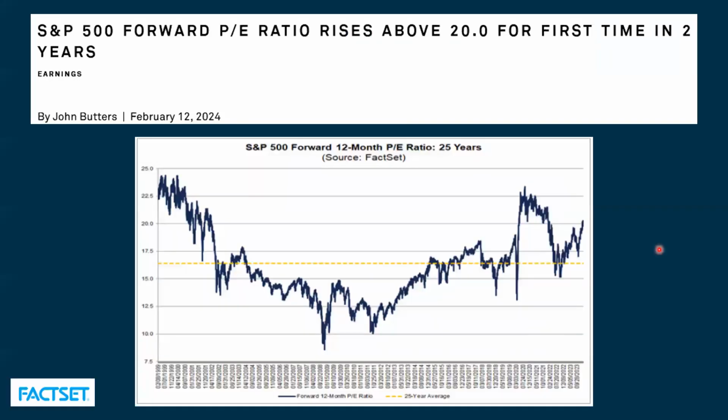Here's some FactSet updates right here. The S&P forward PE ratio rises to 20 for the first time in 2 years. And that's what we look at in the intermarket analysis video. And we are above 20 when we're looking forward.